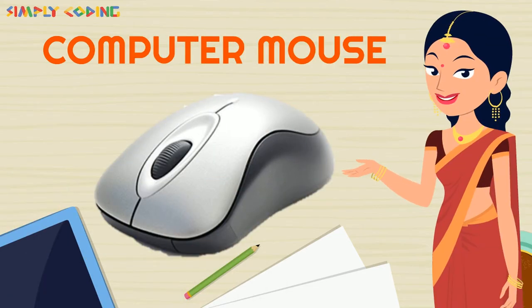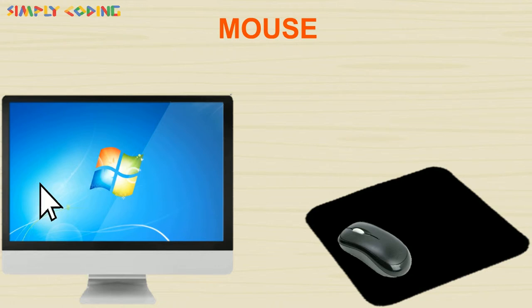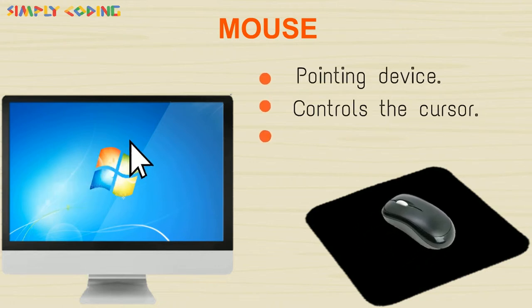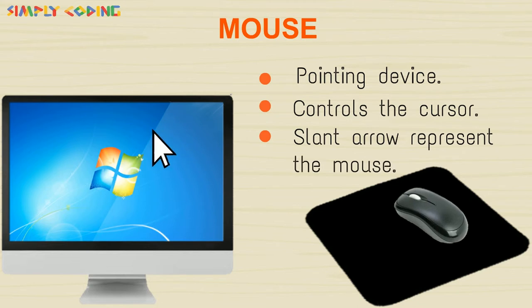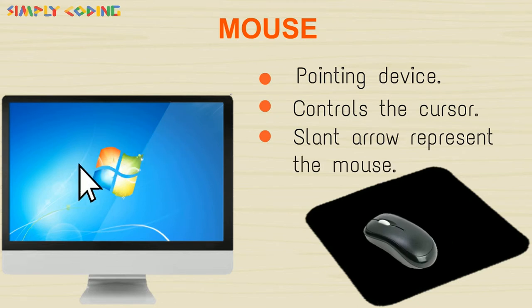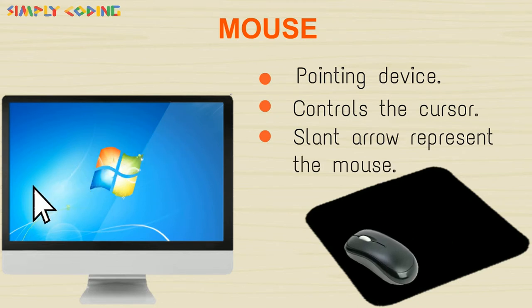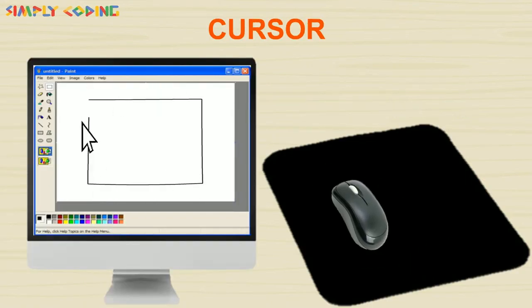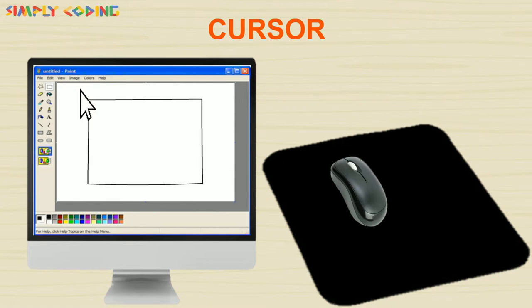In this video, we are going to learn more about the mouse. Mouse is a pointing device and controls the cursor or mouse pointer on the monitor. So the slant arrow or the mouse pointer kind of represents the mouse on the screen. It helps us to draw pictures and point and select objects on the monitor.